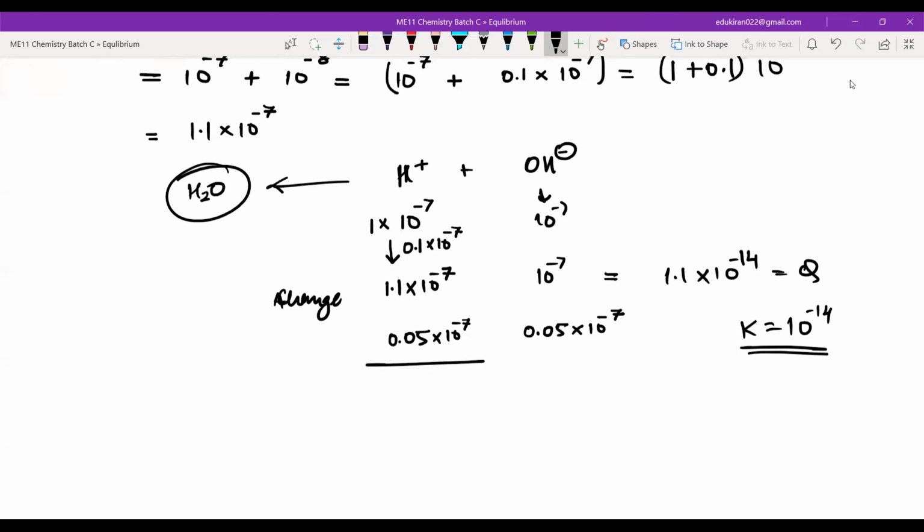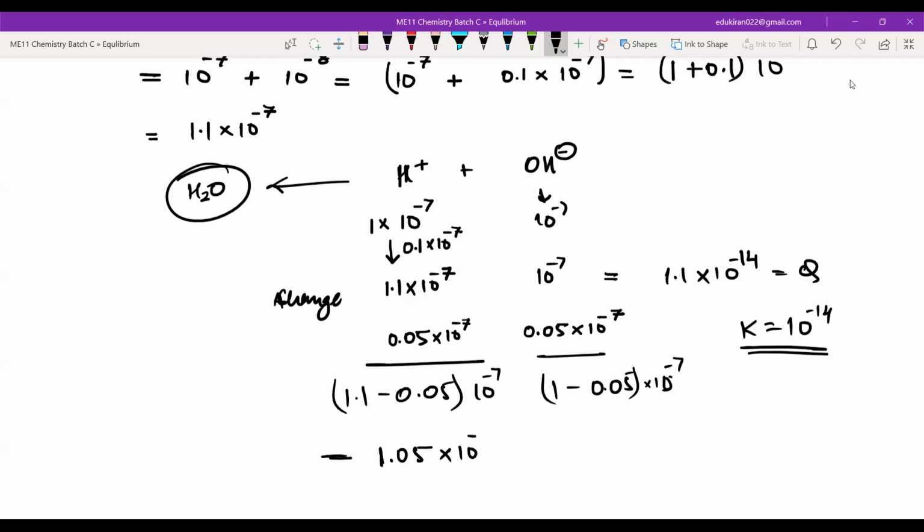And let me give you the answer. This will be 1.1 minus 0.05. 10 to the power minus 7 is common in both of them. And here you will get 1 minus 0.05 into 10 to the power minus 7, right? So what will be this equal to? The concentration of H plus will be equal to 1.05 into 10 to the power minus 7. And this will be equal to how much? 9.95, no? Or 9.5. 0.95 into 10 to the power minus 7.